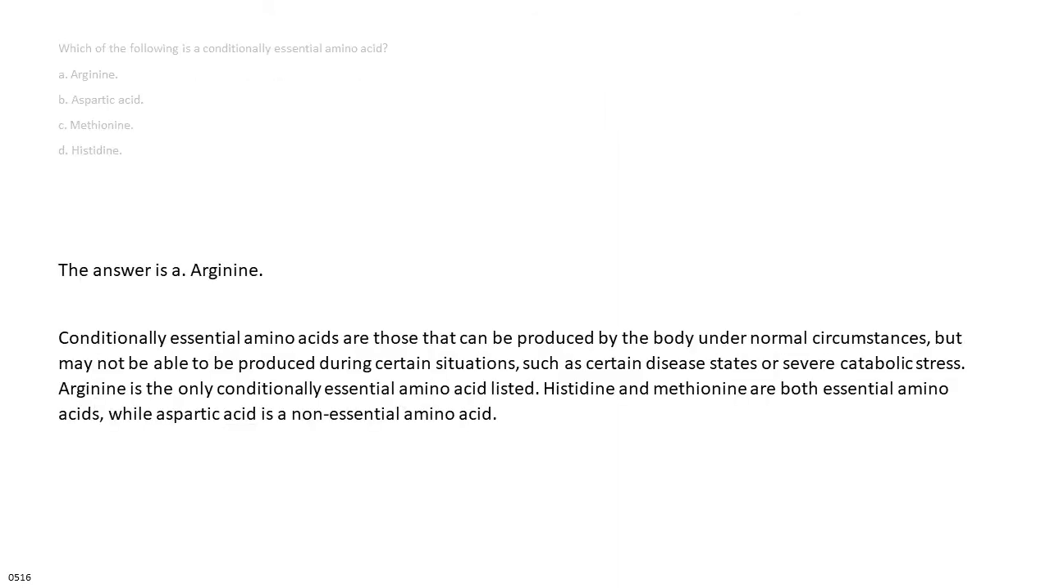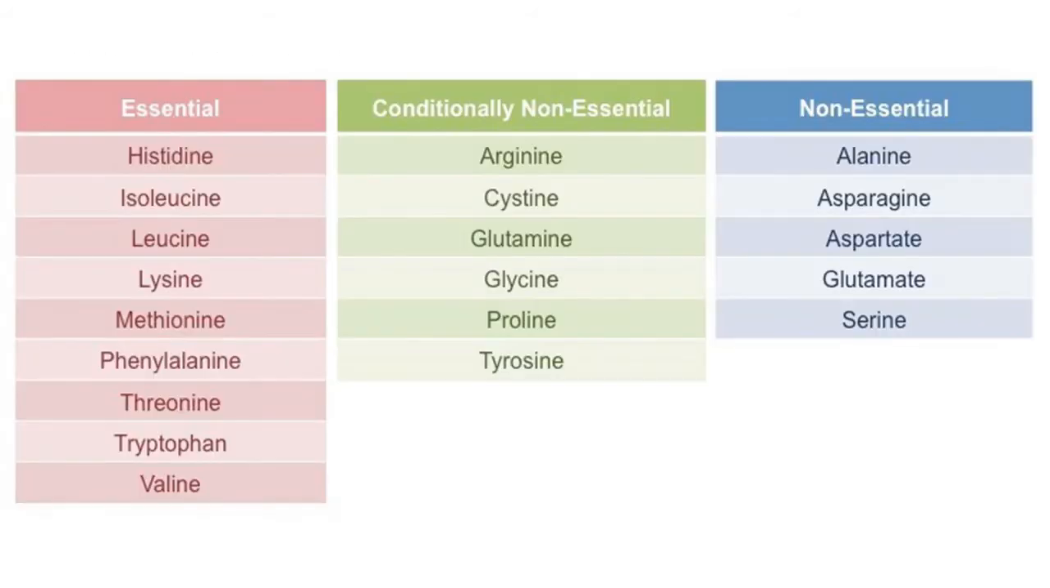The answer is A. Arginine. Conditionally essential amino acids are those that can be produced by the body under normal circumstances, but may not be able to be produced during certain situations, such as certain disease states or severe catabolic stress. Arginine is the only conditionally essential amino acid listed. Histidine and methionine are both essential amino acids, while aspartic acid is a non-essential amino acid.